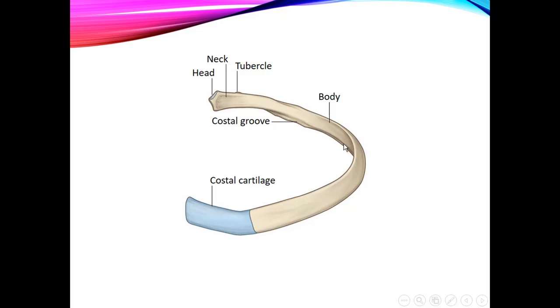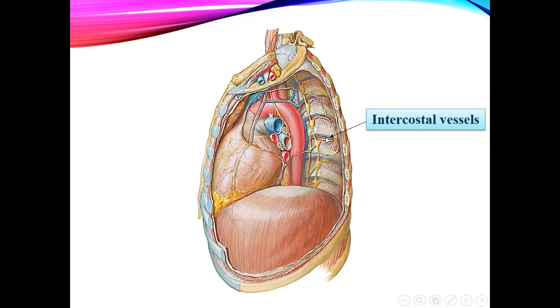On the lower part of the internal surface, we've got a groove called costal groove. Here's the costal groove containing the intercostal vessels. Here you can see intercostal vessels and nerve, and as you see, the highest structure is the intercostal vein, and the lowest structure is the intercostal nerve. And as you see, the intercostal artery lies between the vein and nerve.